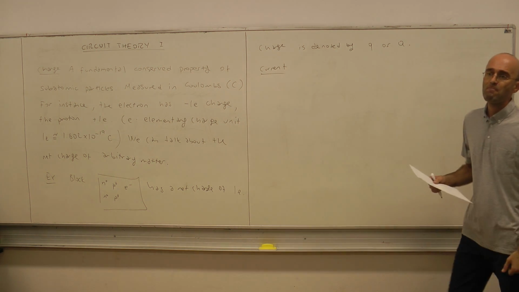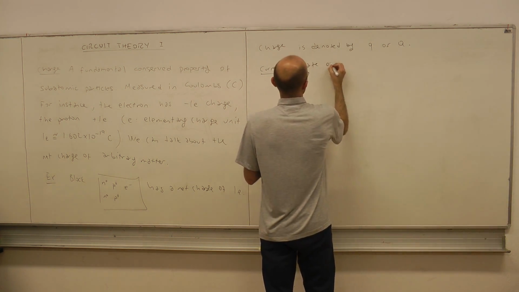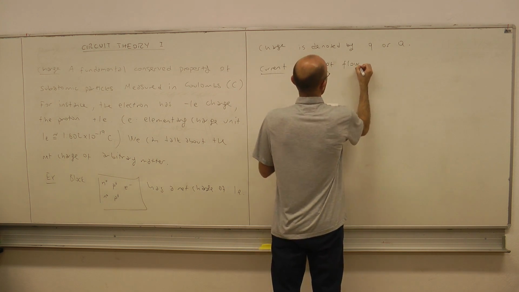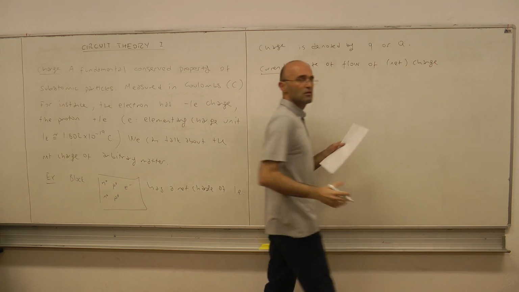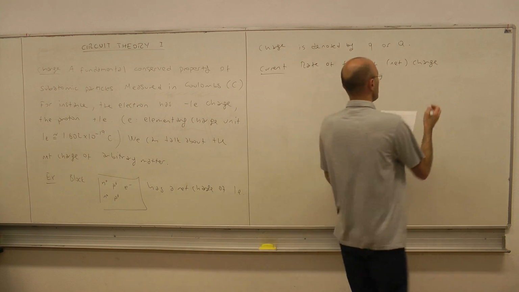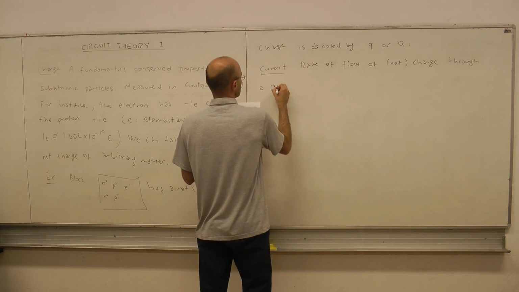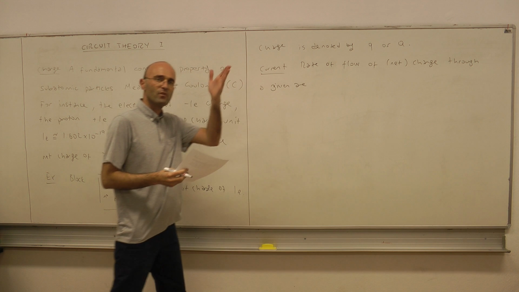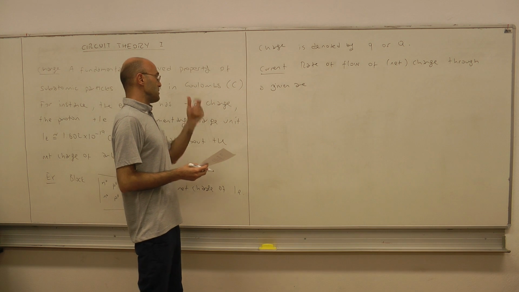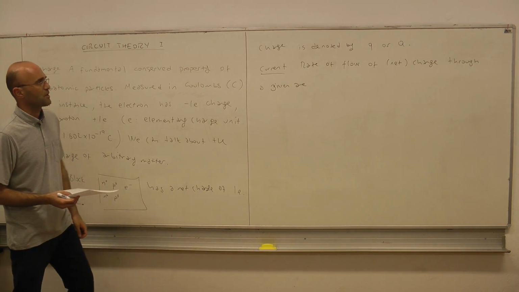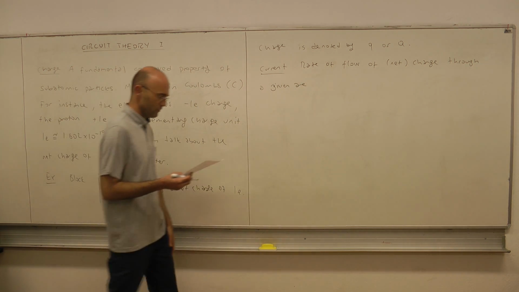Current is basically the rate of flow of net charge. Flow from where? From or through a given area. It could be the cross section of a wire, for instance, and then you keep track of all the positive charges and negative charges, and then you look at your watch, you keep time, and then you can compute the rate of flow of charge.